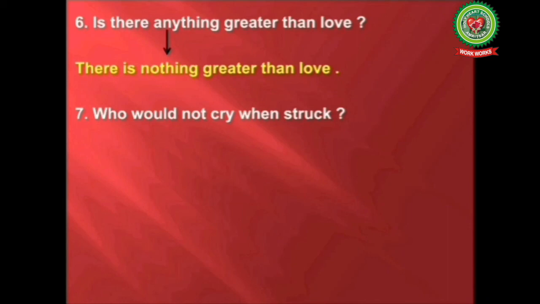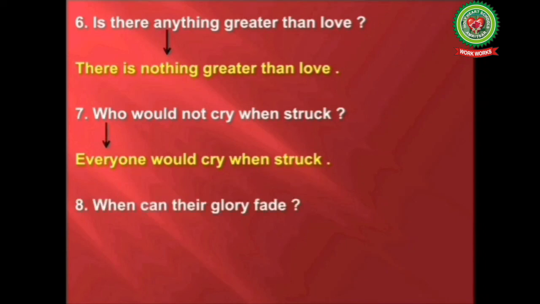Next example: who would not cry when struck? Now here again, students, who means everyone or everybody in a positive sentence, and you can use nobody and no one in a negative sentence. So here we will use everyone. So, who would not cry when struck? To make it assertive, we will use: everyone would cry when struck.